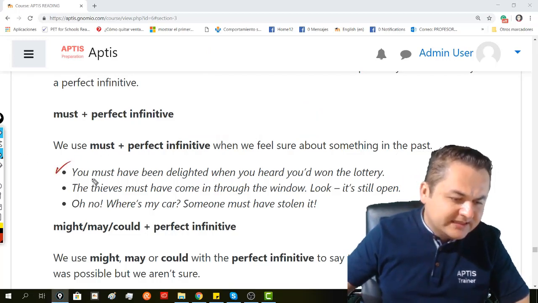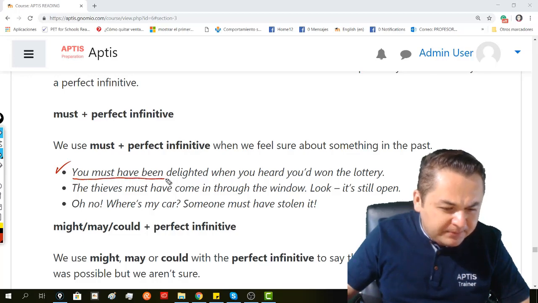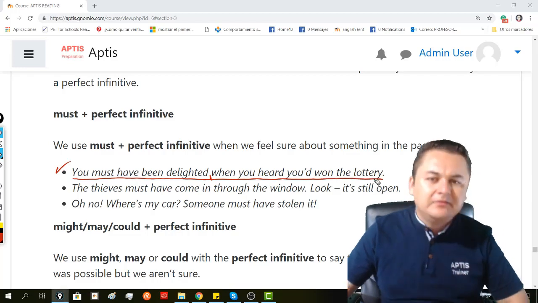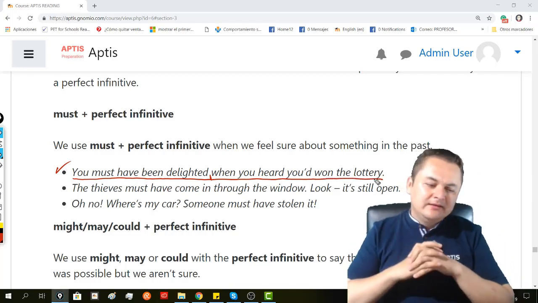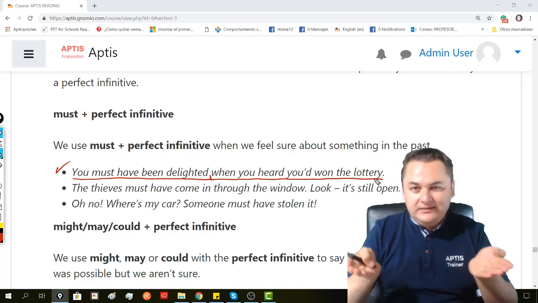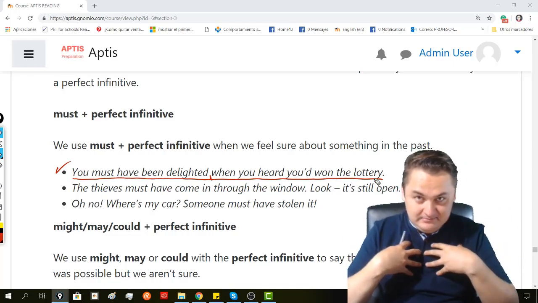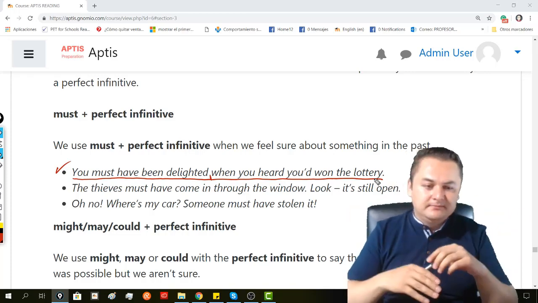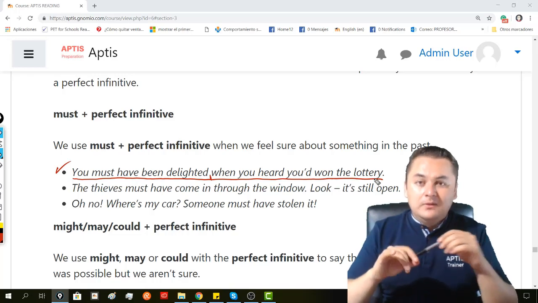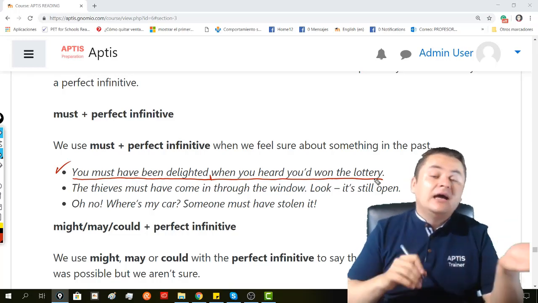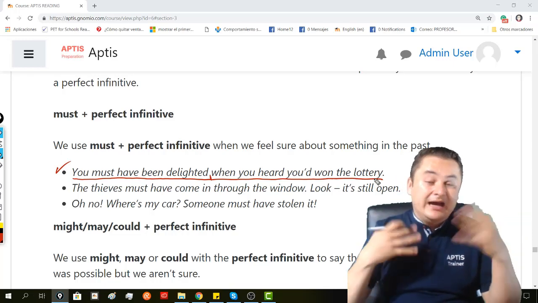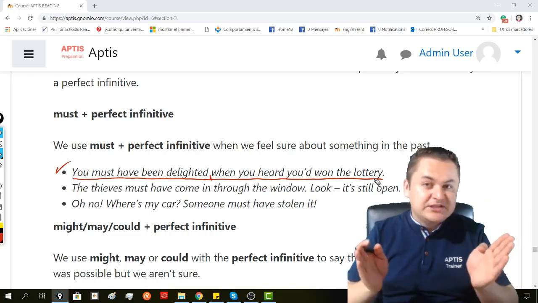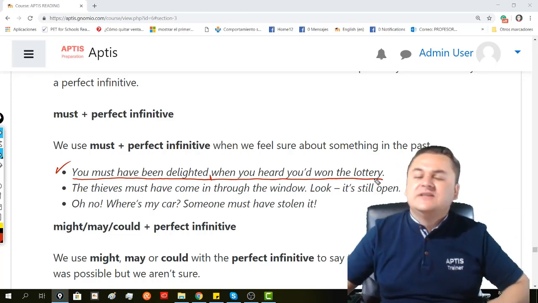Here we have an example. It says, you must have been delighted when you heard you won the lottery. So again, if you win the lottery, I assume you are going to be happy. So now what I say is that in the past, when you heard the news, I assume you must have been delighted, 100%. I'm sure about that, and it is in the past.